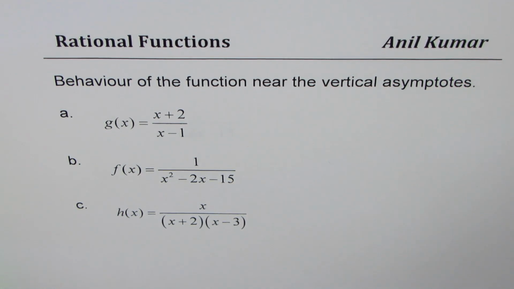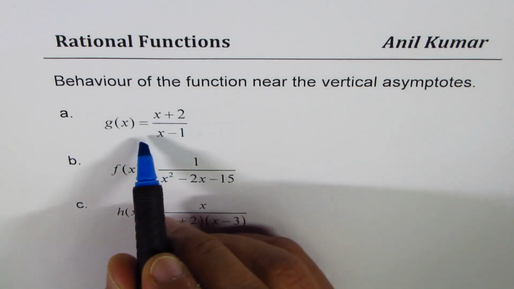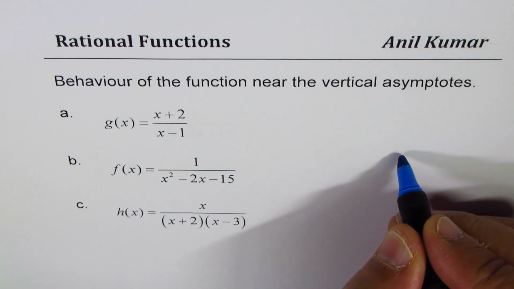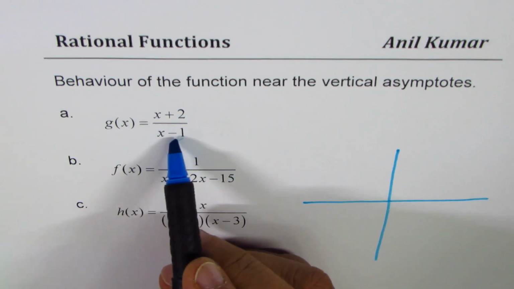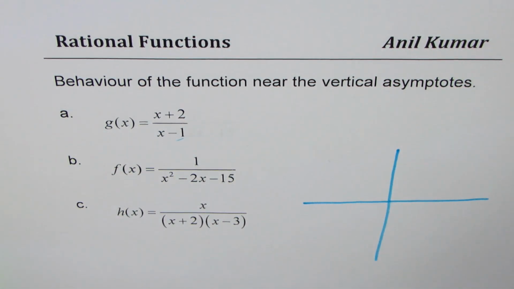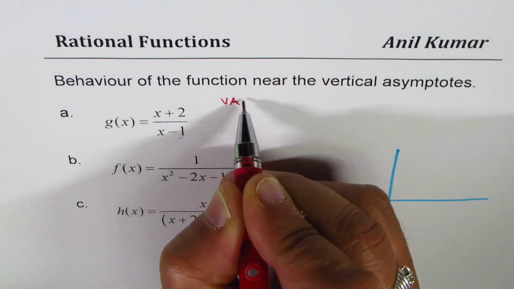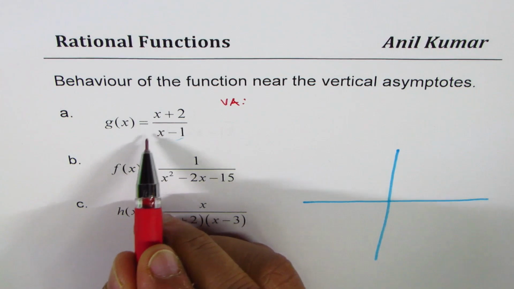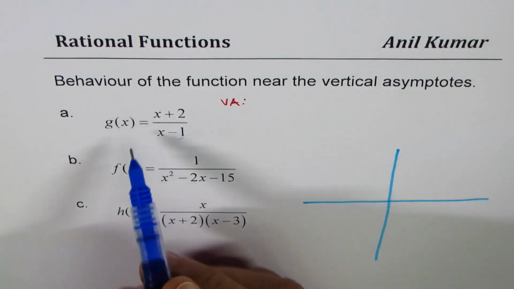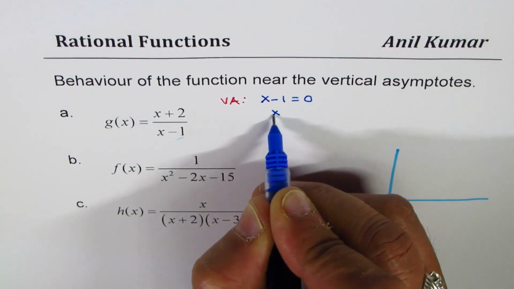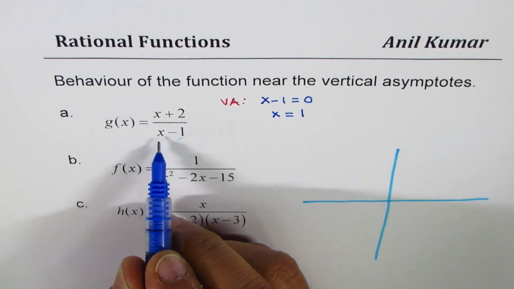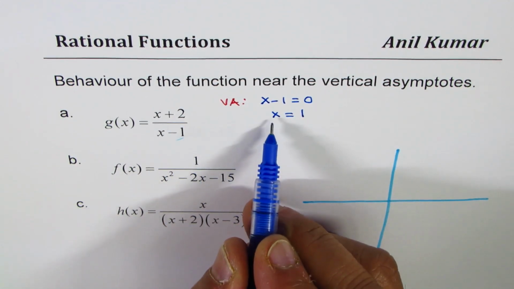So let's begin with the very first one, which is g of x equals x plus 2 divided by x minus 1, right? We'll not really sketch the function, but we'll concentrate more on the vertical asymptote. Now, how do you find the vertical asymptote? When we are talking about vertical asymptote, we can equate the denominator to 0. X minus 1 is in the denominator. We say x minus 1 equals 0, or x equals 1. Here there is only one vertical asymptote, and that is x equals 1.